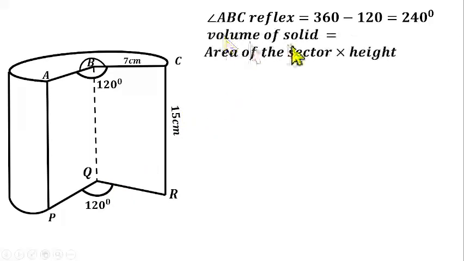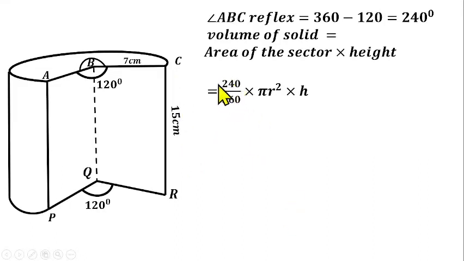So therefore, the volume of the solid will be the area of the sector, whether the base or the top, anyone you want to pick out of the two, multiplied by the height. To find the area of this sector, we know that the angle of this sector is 240 divided by 360 times pi r squared. That will give us the area of this sector, multiplied by the height of the solid, and the height of the solid is 15.